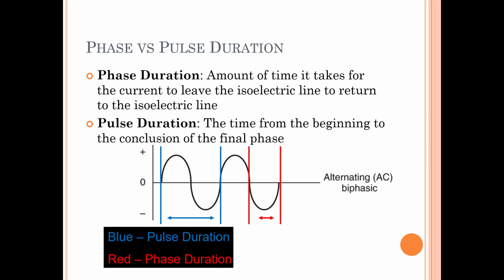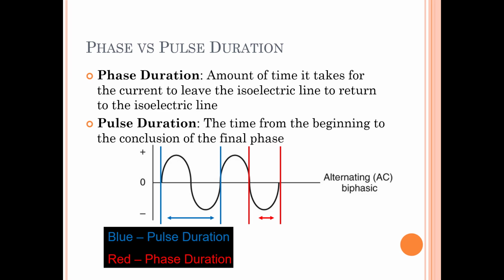We will start with phase and pulse duration. A phase duration is the amount of time it takes for the current to leave the isoelectric line and return to the isoelectric line. On this slide, the phase duration is represented by the red arrows.